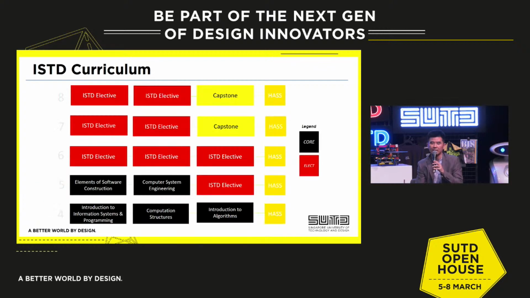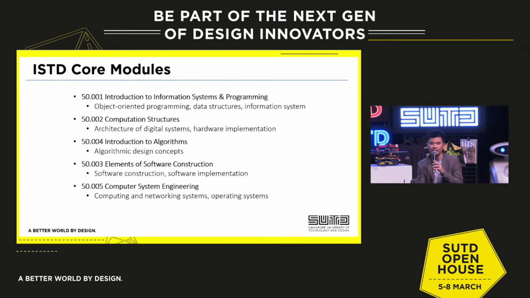If you look at the curriculum, the courses in black are the core courses. These are exactly the courses that MIT EECS Computer Science students take. These are the basics. The red classes are the electives, capstones, and humanities and HASS. For the core modules, we have 5 of them. These are the very basics of computer science: introduction to information system programming, computation structure, algorithms, software construction, computer system engineering. This is what you can find in any computer science curriculum.